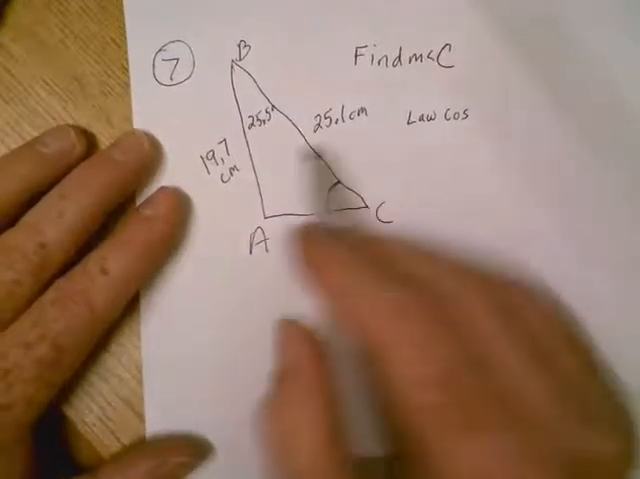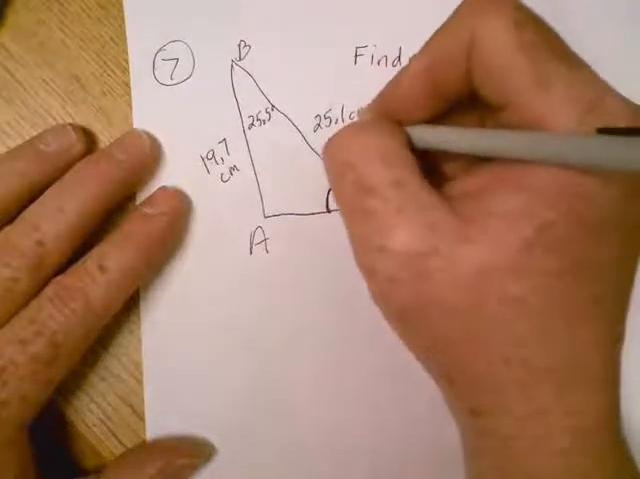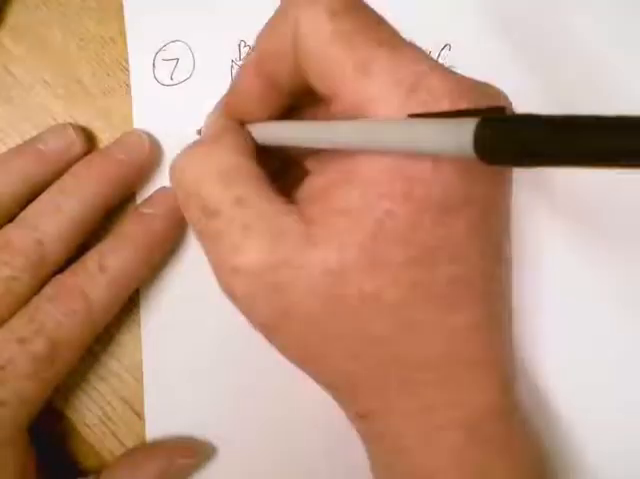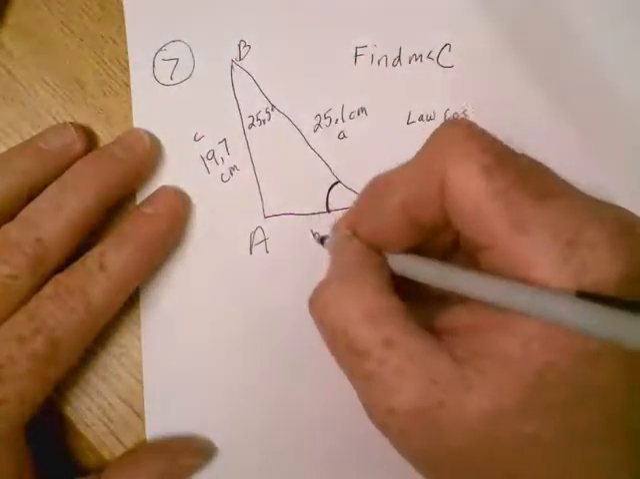I might do an extra one. When we do this, again, label everything. This is little a, this is little c, little b would be over here.